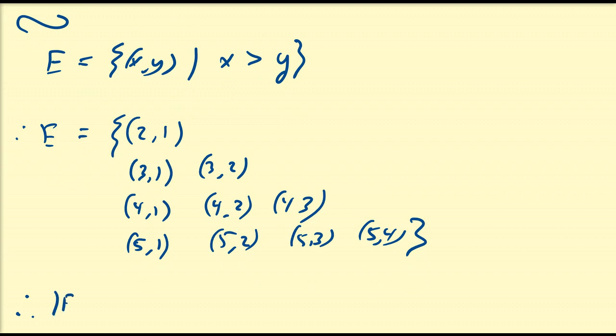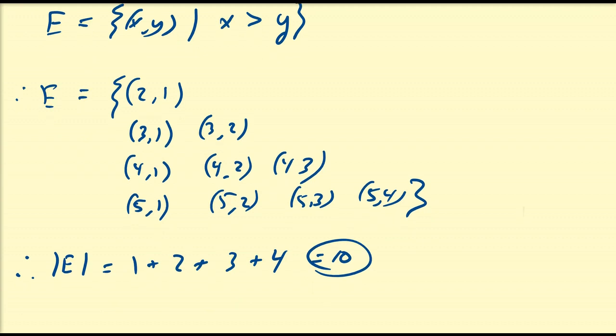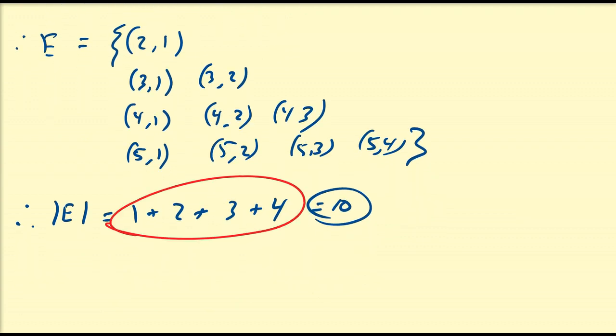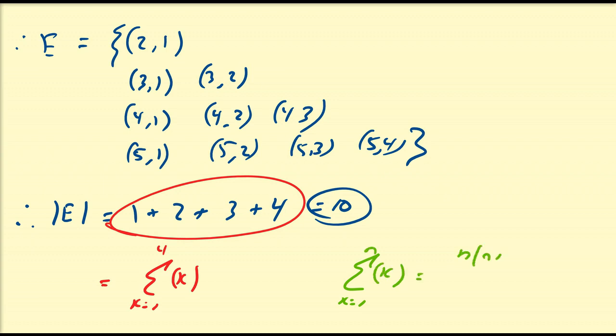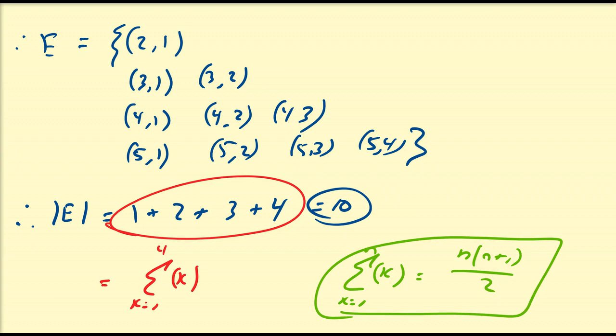So therefore, the size of E is going to be equal to 1 plus 2 plus 3 plus 4. So that's going to be equal to 1 plus 2 is 3 plus 3 is 6 plus 4 is equal to 10. Now keep in mind, this is a sum of natural numbers, namely the sum from k equals 1 to 4 of k, which we know has a general formula. So if this problem is a little bit more complex, you may want to use the relationship, the sum from k equals 1 to n of k is equal to n times n plus 1 divided by 2. So this is one of those examples where this sum formula may come in handy.